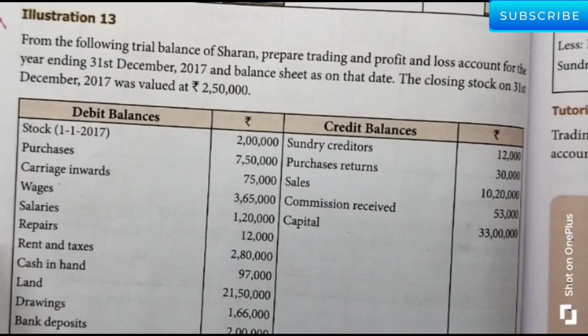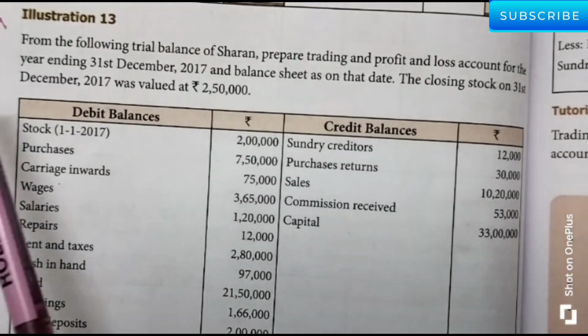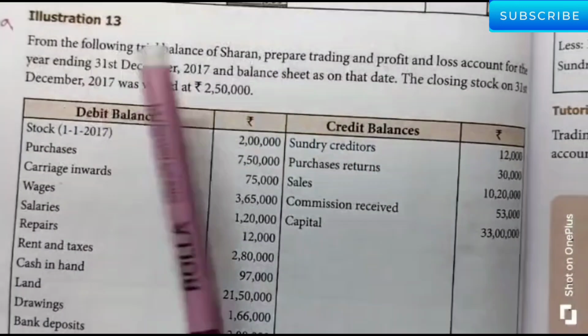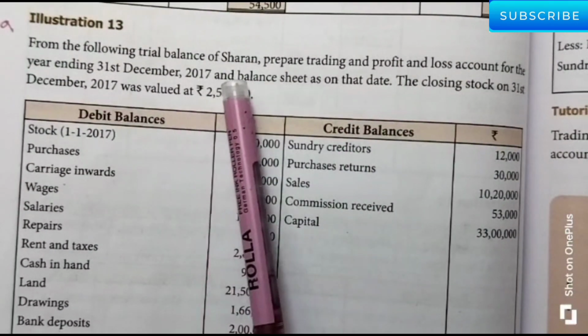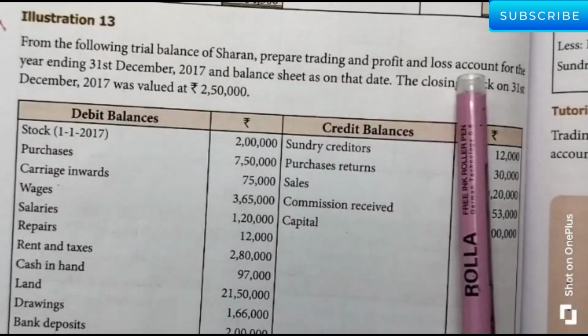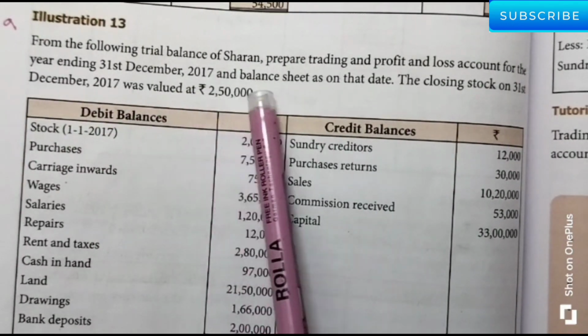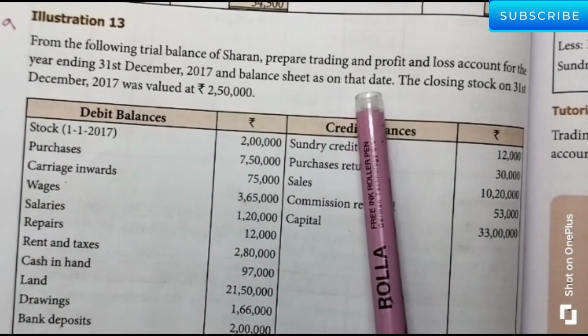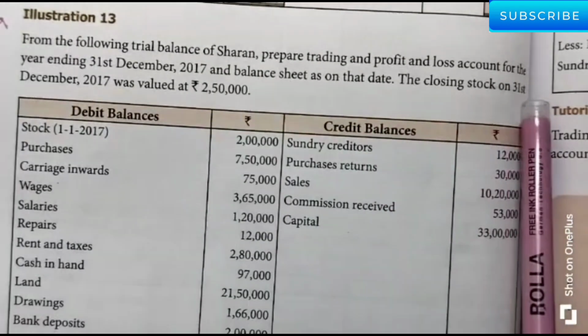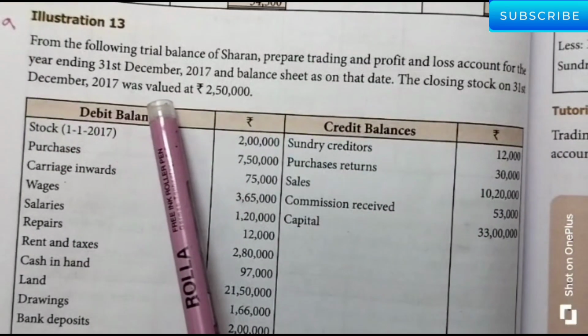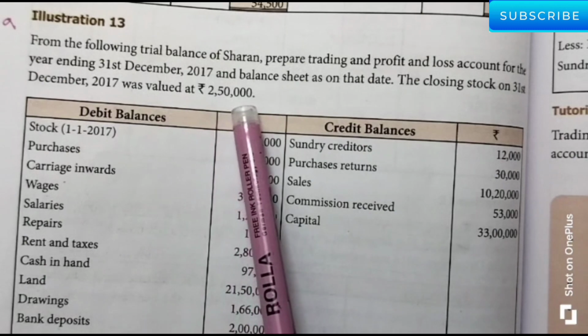Hi viewers, 11th Standard Accountancy, Chapter 12, Illustration Sum number 9. From the following trial balance of Sharon, prepare trading and profit and loss account for the year ending 31st December 2017 and balance sheet as on that date. The closing stock on 31st December 2017 was valued at 2,50,000.